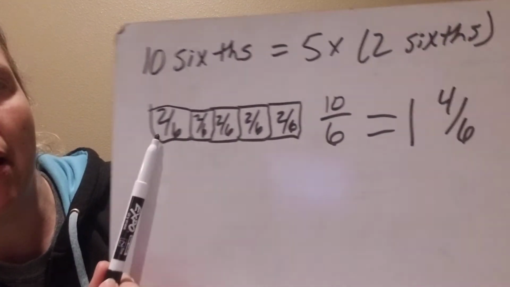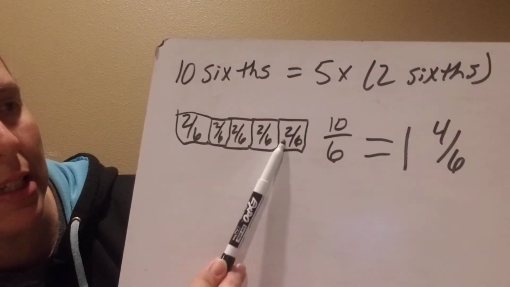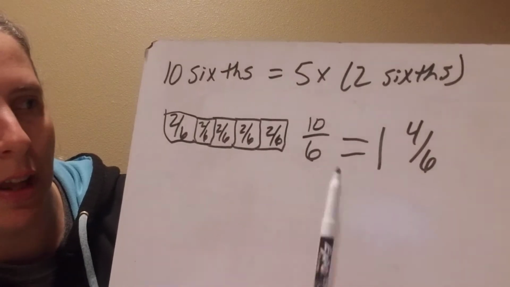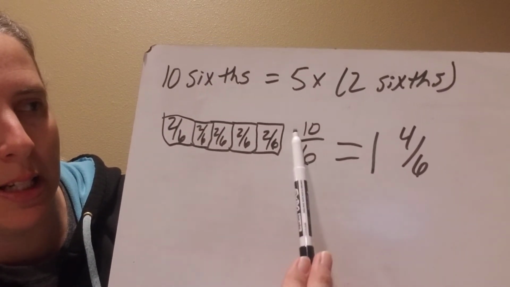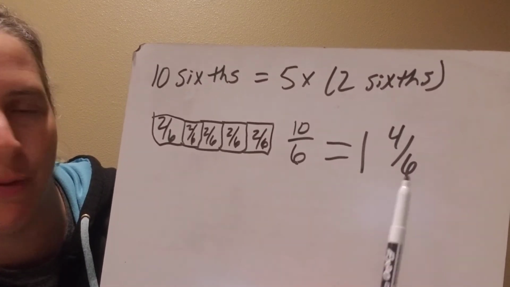All right, let's look at the tape diagram. Each of my boxes has 2/6 in there, and if I have 5 boxes, I have 2, 4, 6, 8, 10/6. When you turn that into a mixed number, 6 goes into 10 one time, and there's 4 left over in the numerator. So 1 4/6.